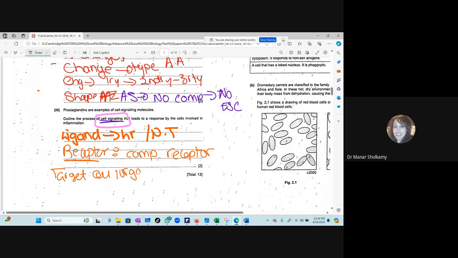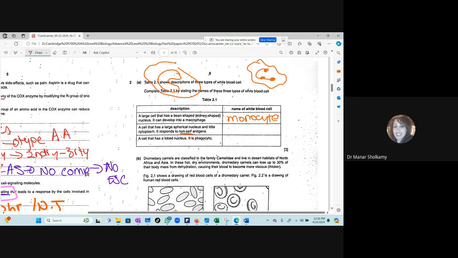And then what will it do when it binds to the complementary receptor on a target cell or a target organ? Initiate a reaction. Very good. It will initiate a series of reactions or activate a secondary messenger. So it will initiate reactions until we reach a final product. Yes, a final response. Okay, this is a very easy question also. Cell signaling: something is released, it will be received by a complementary receptor on the target organ, it will cause a series of reactions or activate enzymes, and then the final result or response.